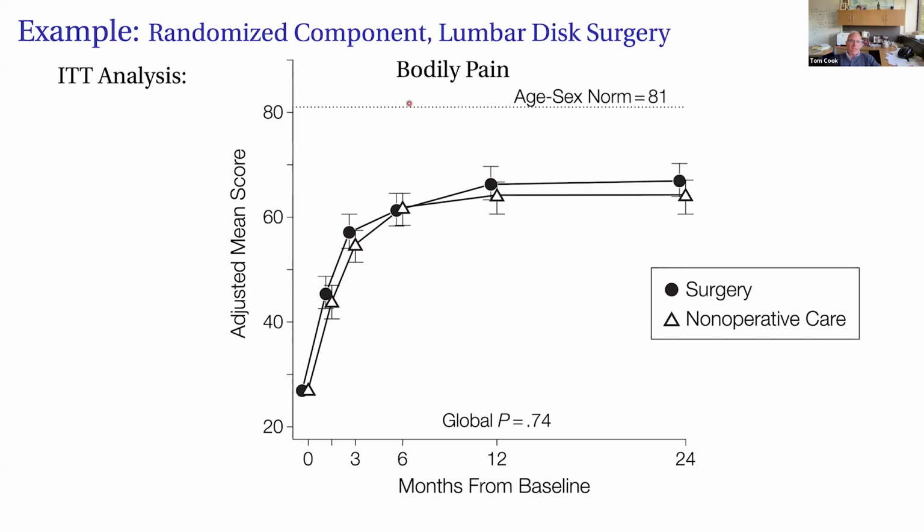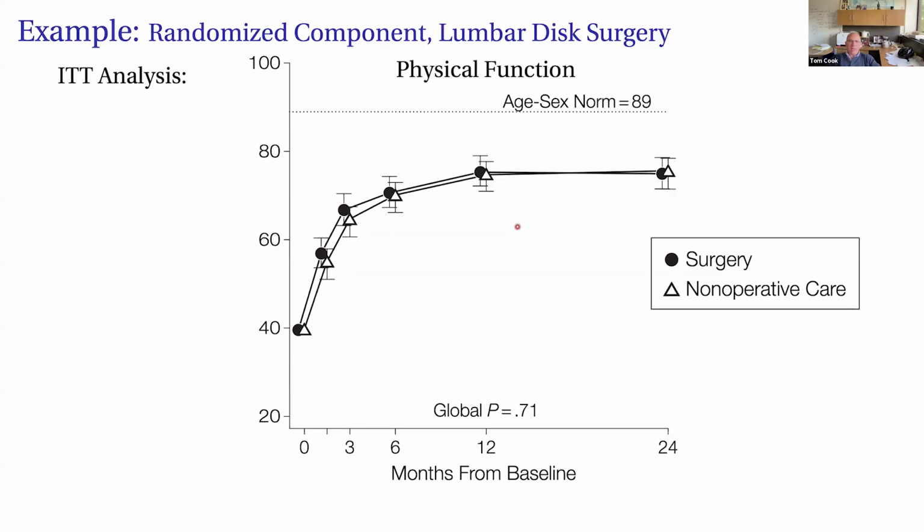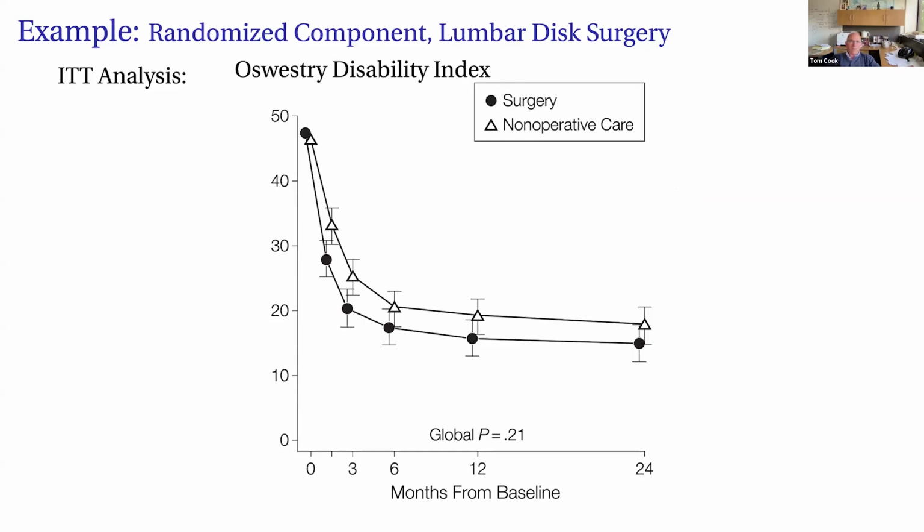And among the bodily pain scores, everybody got better. And here I'm assuming that for bodily pain scores, higher is better, unlike most pain scores that I'm aware of where higher is worse. But there's no difference overall in bodily pain. There's no difference overall in physical function. Everybody gets better regardless of which treatment group they were assigned to. And again, no difference overall in this Oswestry disability index.